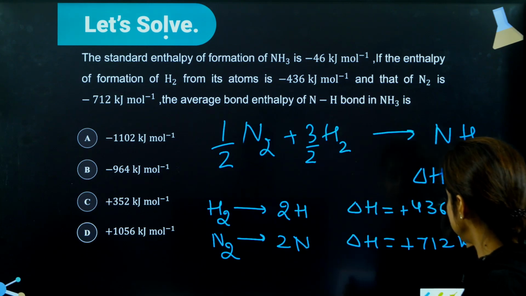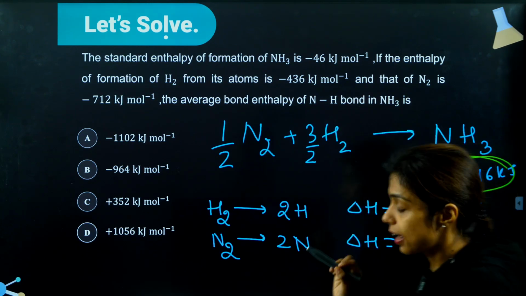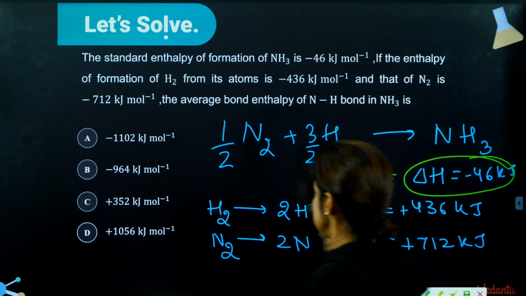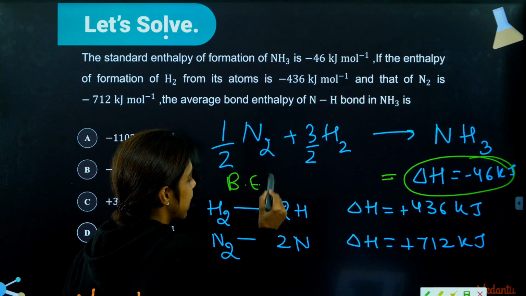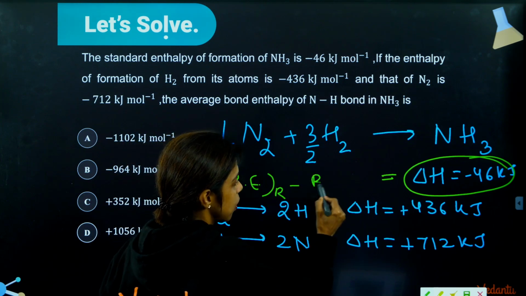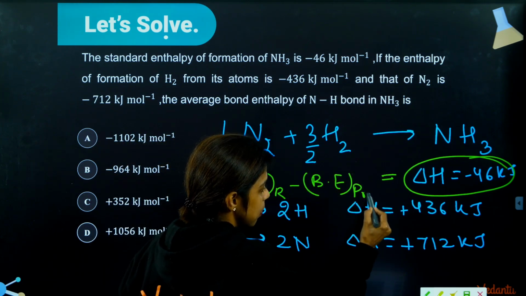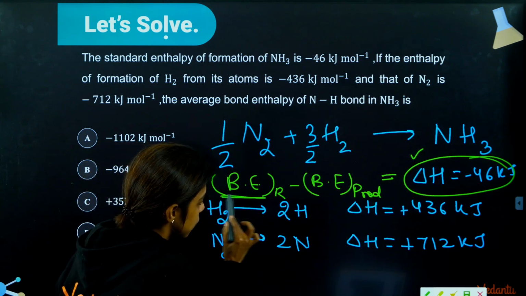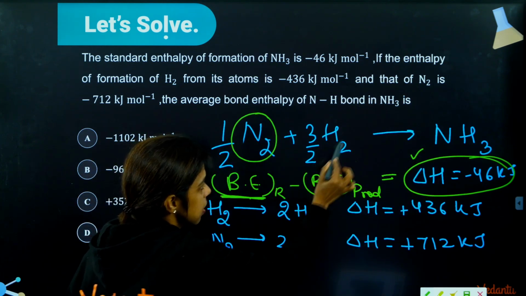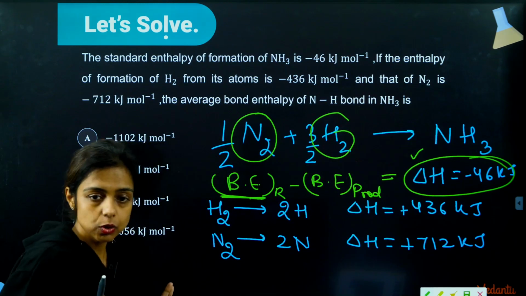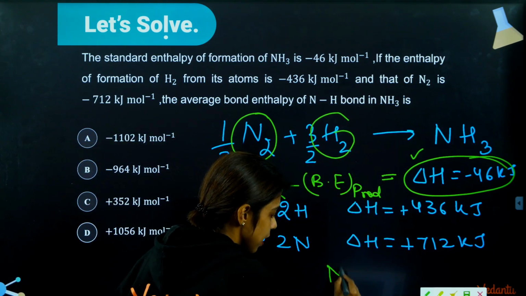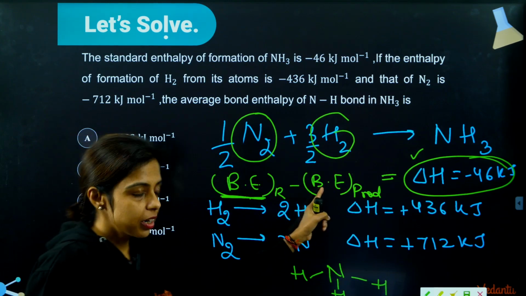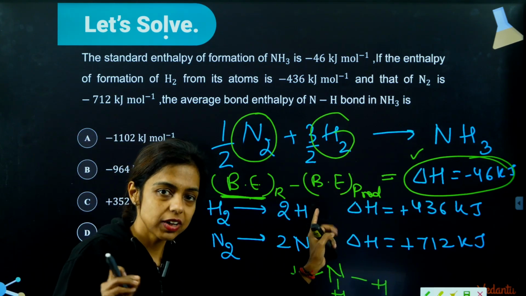नाउ यू नो द डेल्टा H ऑफ दिस रिएक्शन, एंड आई होप यू ऑल नो कि अगर बॉन्ड एनर्जीज दी होती हैं, सो डेल्टा H ऑफ अ रिएक्शन इज bond energy of reactants minus bond energy of products, right? So this formula we are supposed to calculate. Delta H of this reaction is given to us, that is equal to bond energies of reactants. So I have nitrogen here, I have hydrogen here, their bond energies are given to me. Ammonia, in ammonia I have 3 nitrogen-hydrogen bonds, right? So bond energy of product means 3 into the bond energy of nitrogen-hydrogen bond.